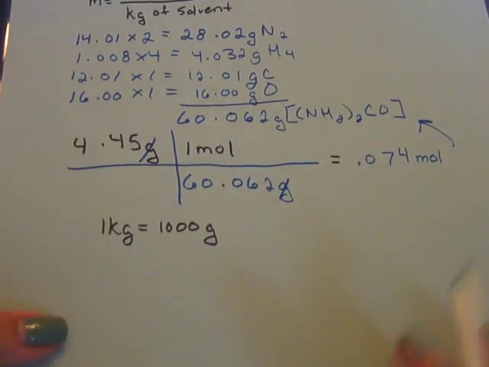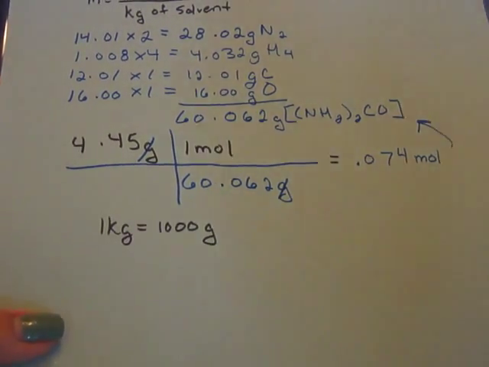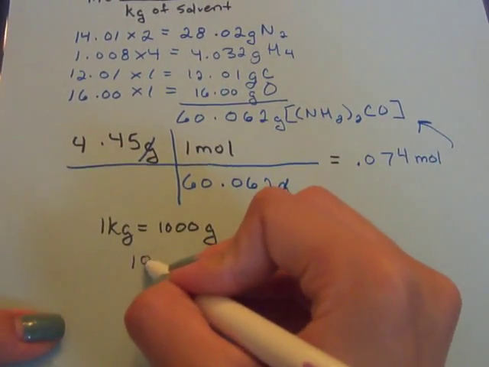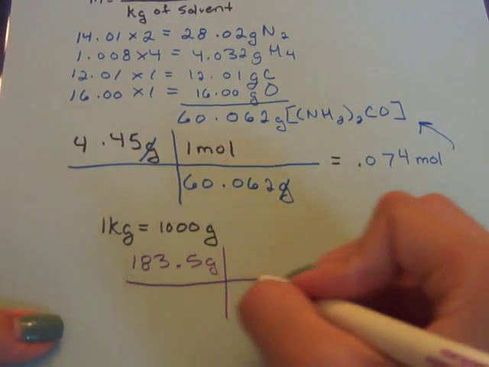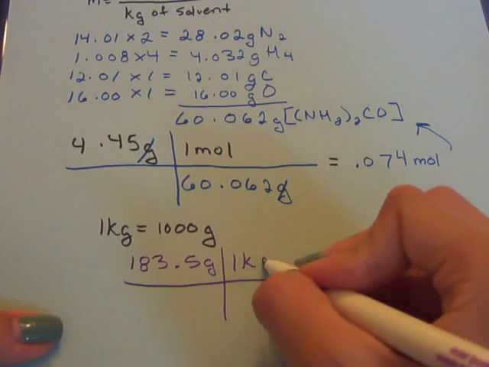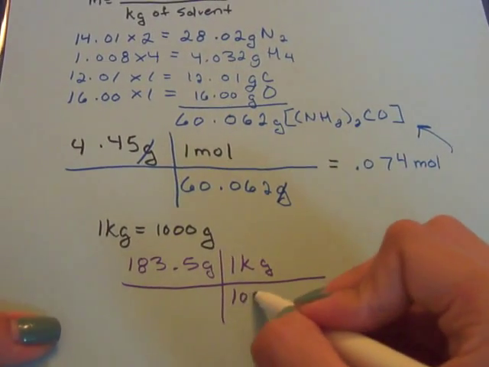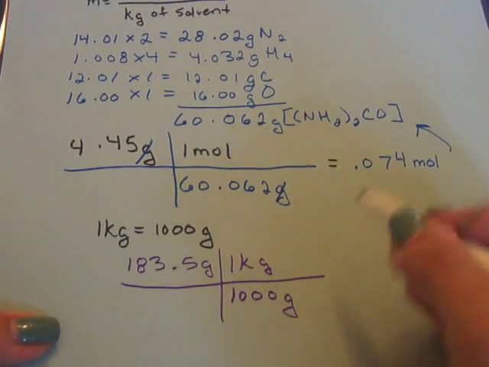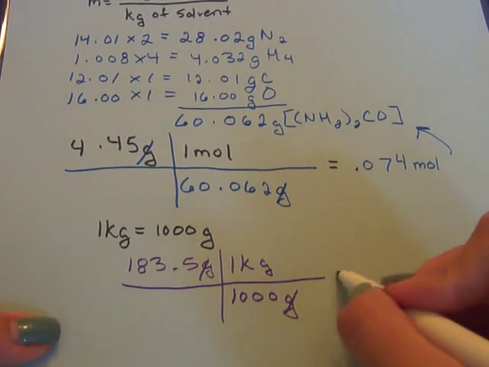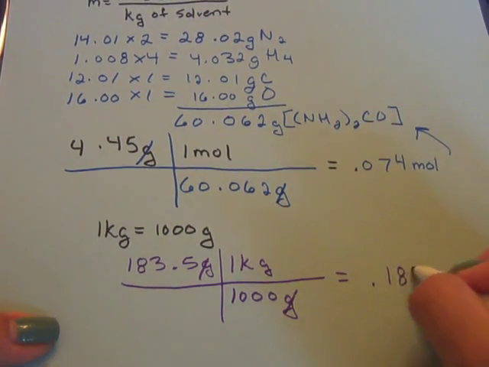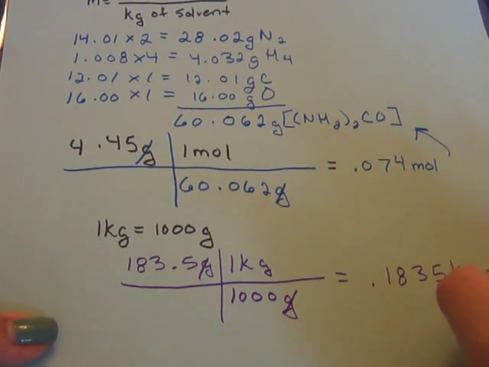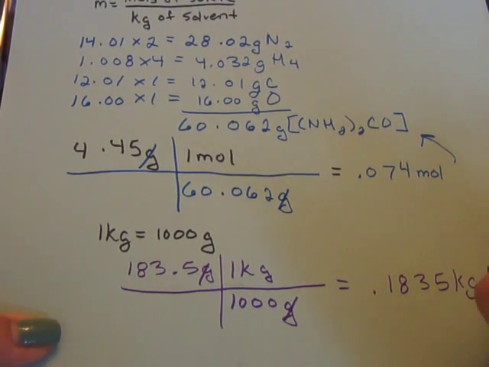And so the same thing as we did before, we're going to put what they gave us first. So 183.5 grams. We want to get to kilograms, so we put it up here and we put the 1,000 grams down here. So these will cancel, and we are going to get 0.1835 kilograms of H2O.